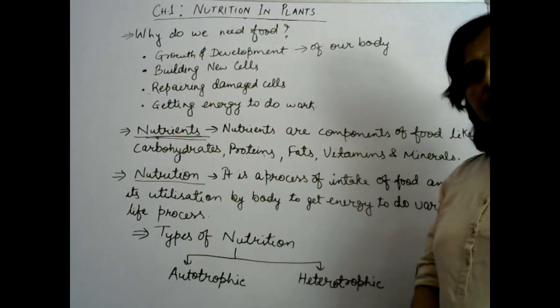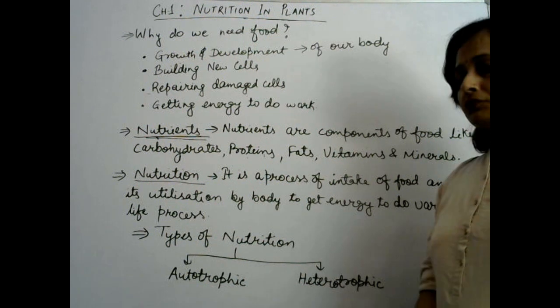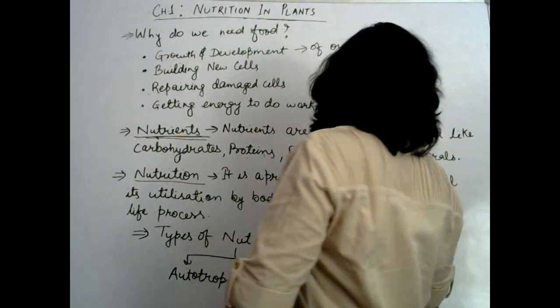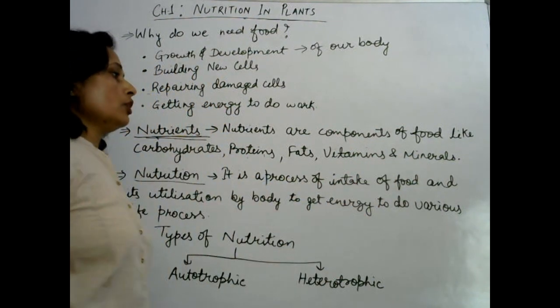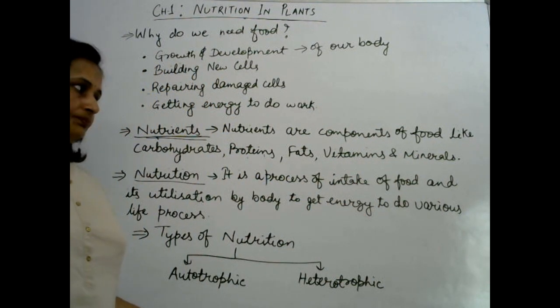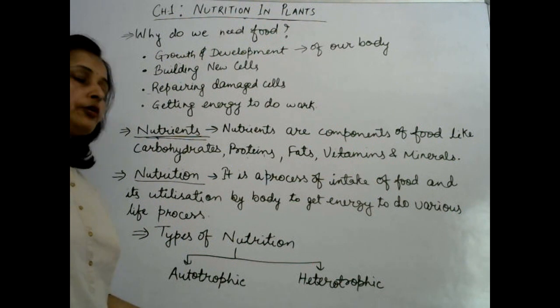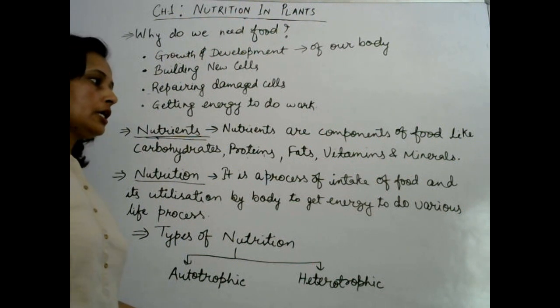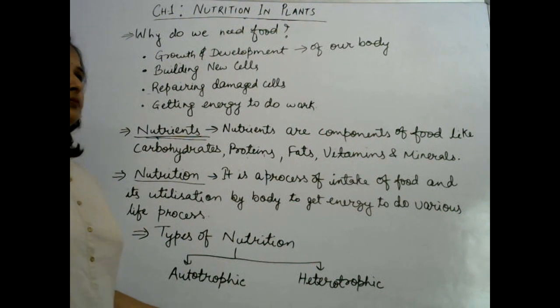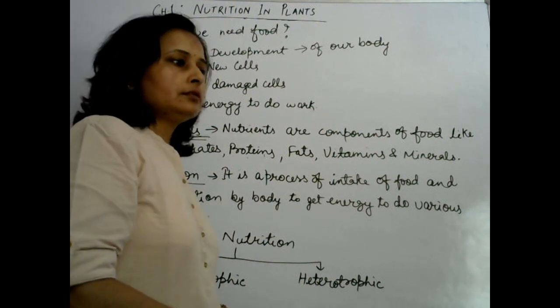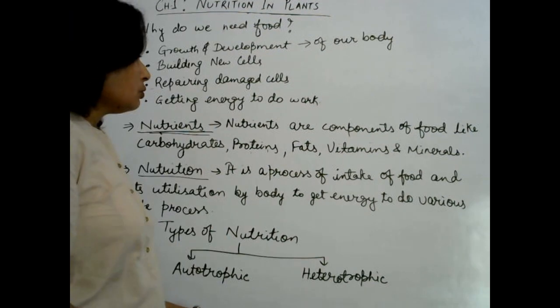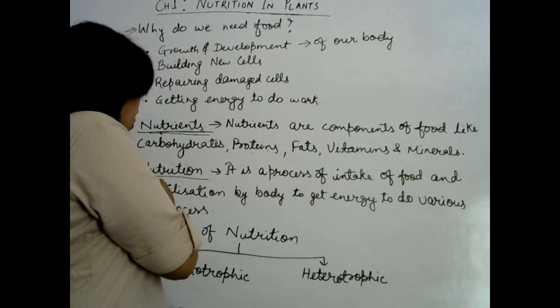Next is fat. Fat is also energy giving food. Next is vitamins and minerals. Vitamins and minerals are called protective food. Protective food means it protects us, it protects our body from different kinds of unwanted materials like microbes.